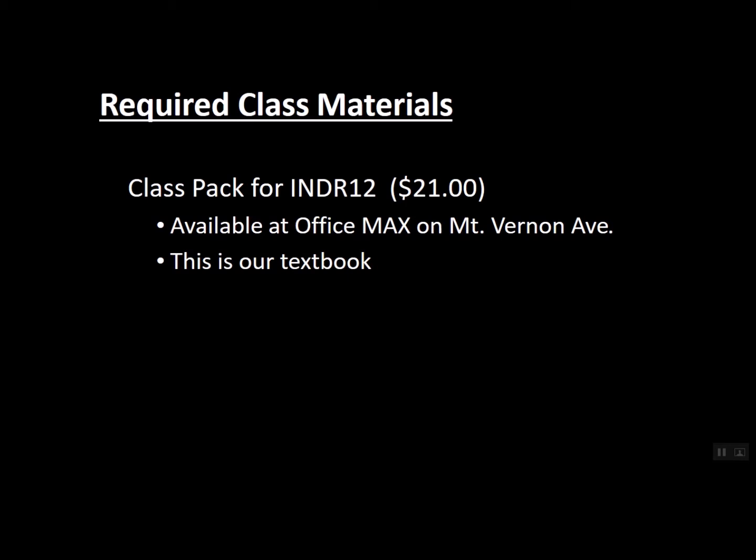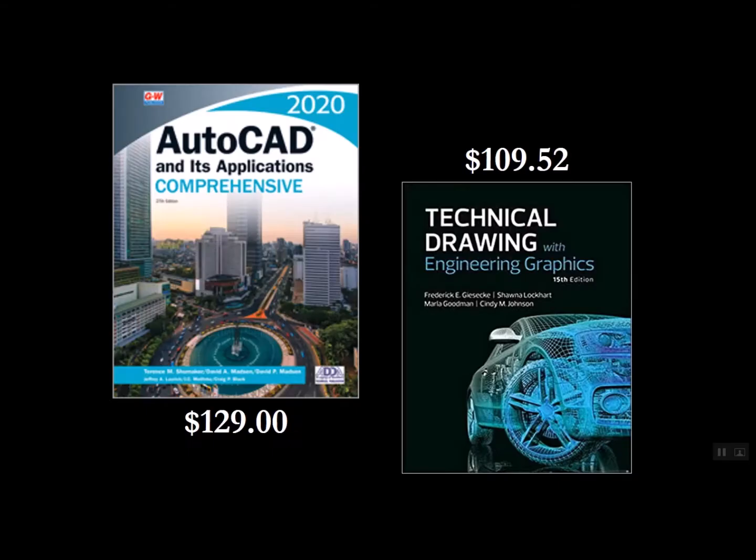Okay, this is our textbook for the class. It's also a lot of the assignments that we're going to be drawing are part of this class pack. So this is not an optional piece of equipment. This is absolutely essential. Now, 21 bucks, I know it's a big hit on the budget, but it's significantly less of a hit than a typical CAD instruction manual like this AutoCAD 2020 book, which is almost 130 bucks by itself.